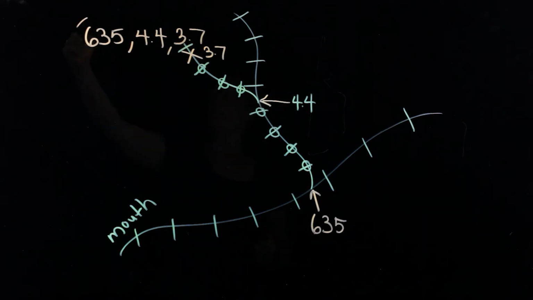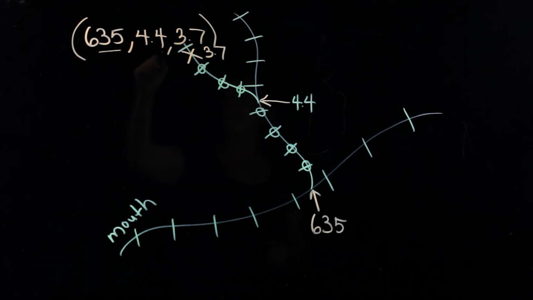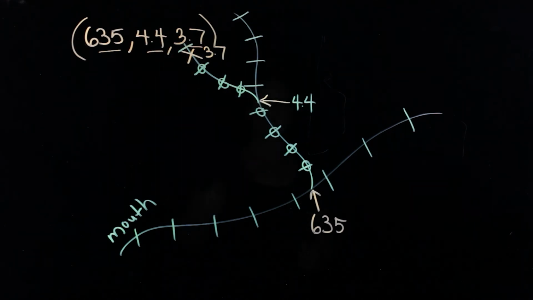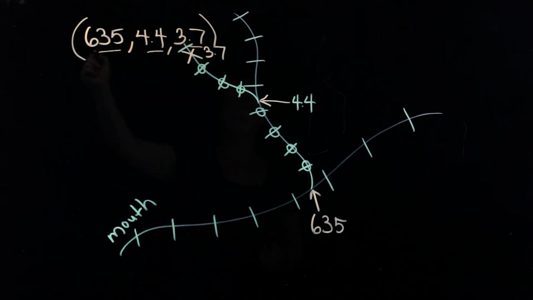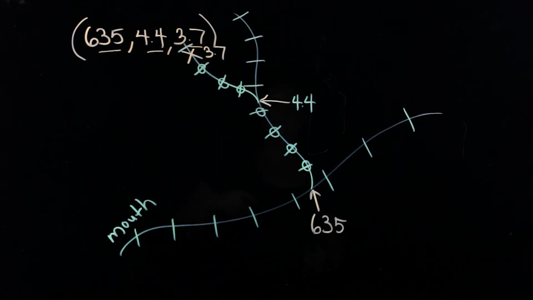So our sample number, or our sample location, would be 635, 4.4, 3.7. So 635 miles up from the Ohio River, 4.4 miles up the tributary to the Ohio River, and 3.7 miles up the tributary, the next tributary.